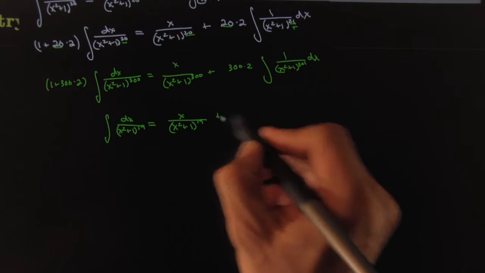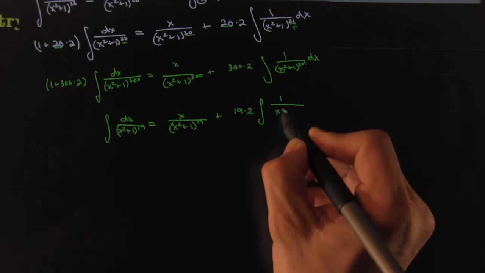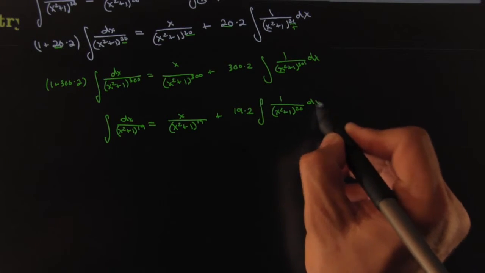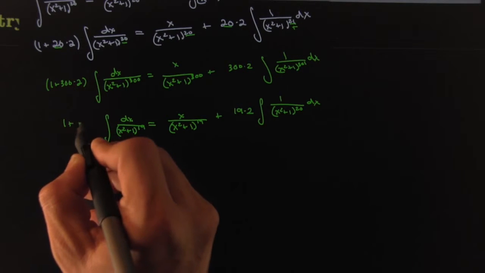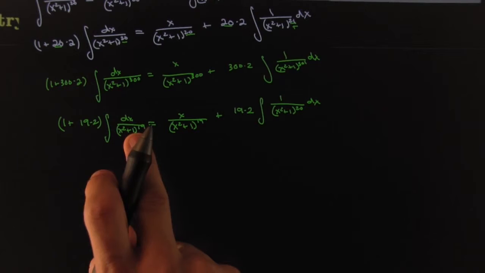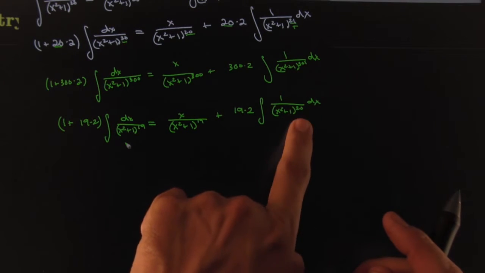So I just go on and I fill in the pattern. This will be 19 times 2 integral of 1 over x squared plus 1 raised to the 20th dx. And over here I'd have 1 plus 19 times 2. Right? That's what would happen if that was a 19. And that's exactly the one I want, because this is the one I was looking for, the one for 20.